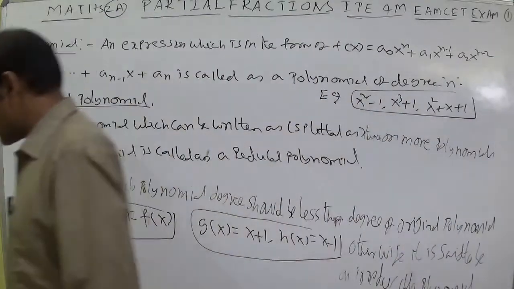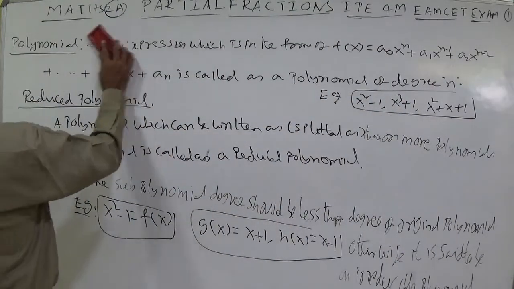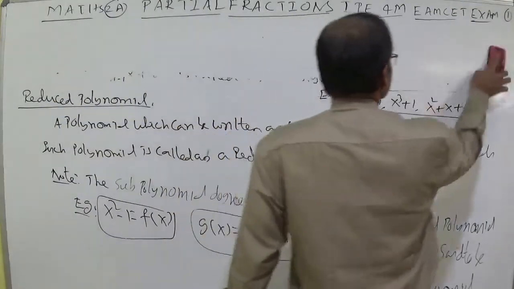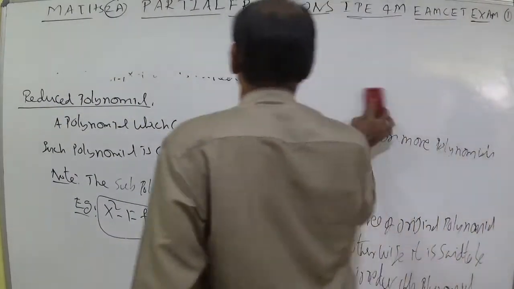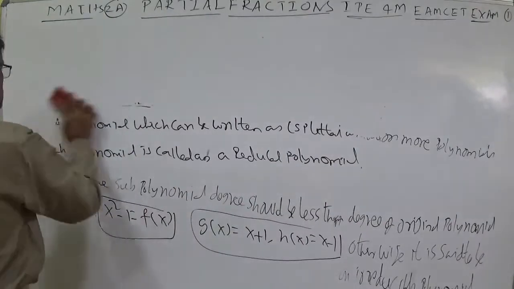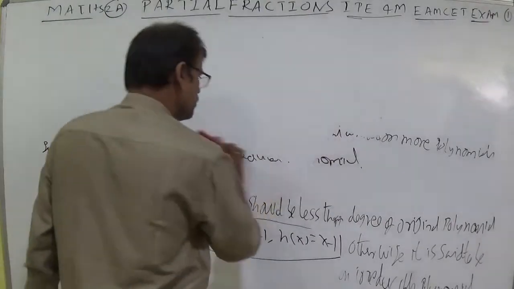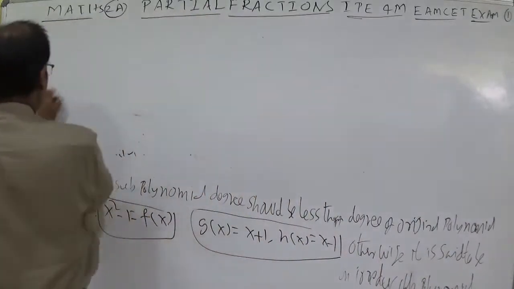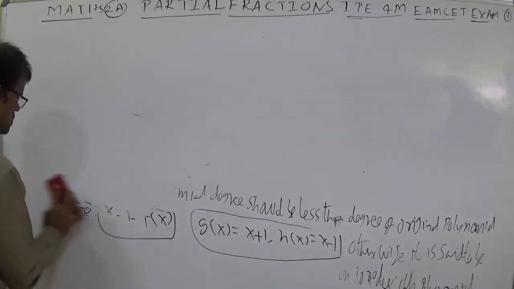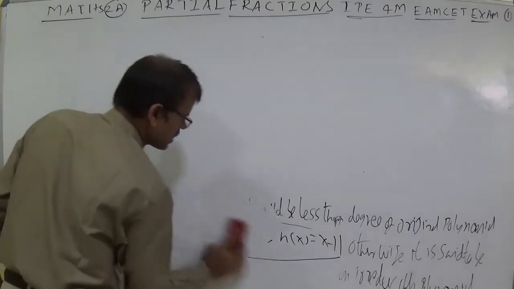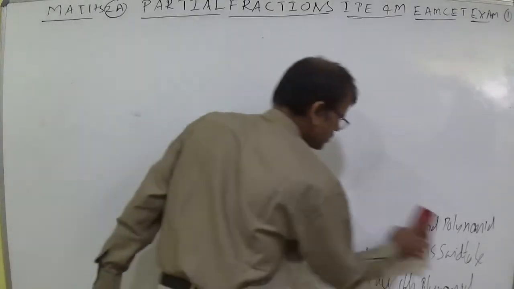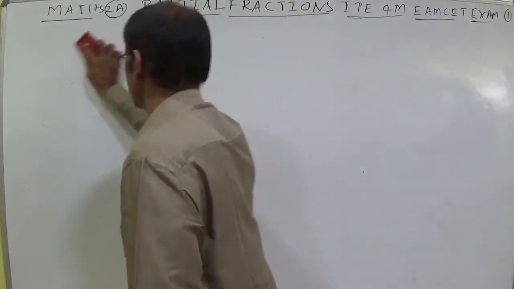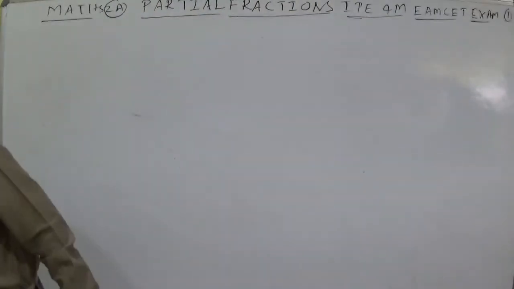Generally, you can understand that an irreducible polynomial has no factors. A reducible polynomial has factors. Let us try to understand regarding factors. x square minus 1 can be written as x plus 1 into x minus 1, and x cube minus 1 can be written as x minus 1 into x square plus x plus 1, like that.